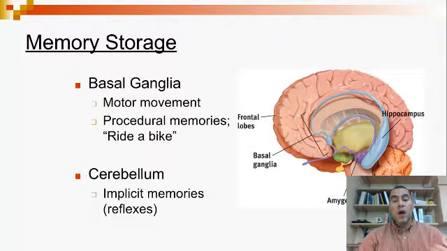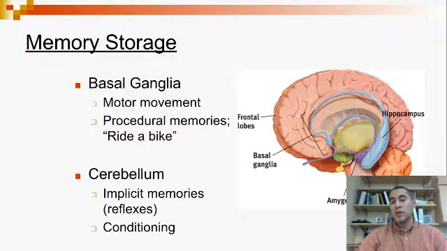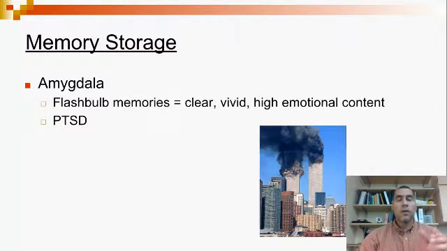His cerebellum also was intact, so many of his reflexes were too. Someone asked, would he be able to be conditioned classically or even through operant conditioning? And the answer is yes, because our cerebellum helps us with a lot of this reflex type learning. So those two things were intact for Clive Wearing. As well as his amygdala, he did have some emotional memories that were still intact, especially when it came to his wife. He knew who his wife was. He knew that he loved her.